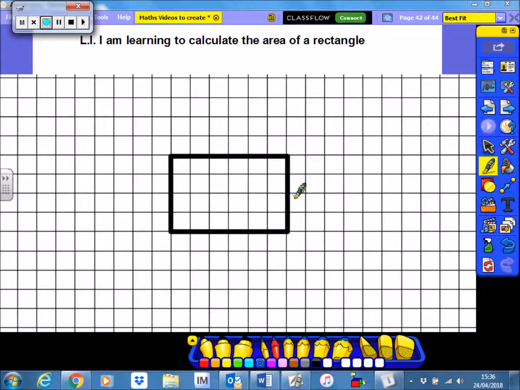Hi guys, in this video we're going to be looking at how to calculate the area of a rectangle. Now before we get started, it's important to know what we actually mean by area. So the area is quite simply the amount of space inside a shape.